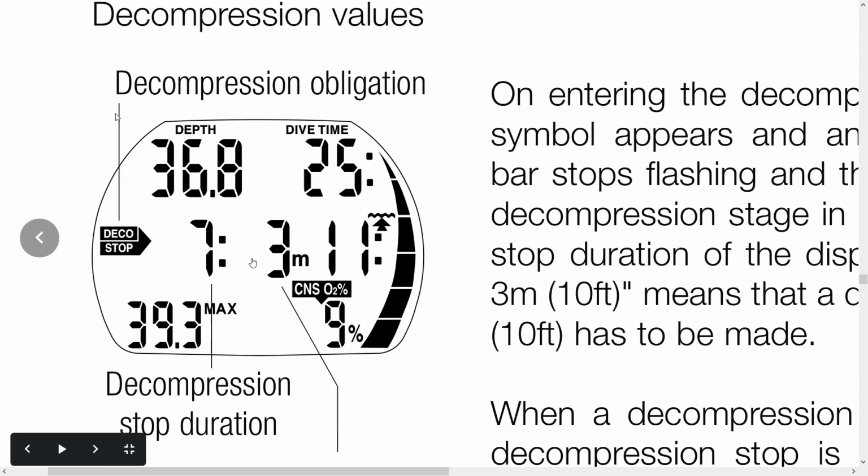A decompression indication would look something like this with the Scubapro Aladin 1. On the left side, you've got a deco stop icon. Next to it, you've got the amount of time to do the decompression for in minutes. So in this example, 7 minutes. The depth you should do the deco at, which in this example is 3 meters. And then the total time to reach the surface, including the decompression stops, 11 minutes.